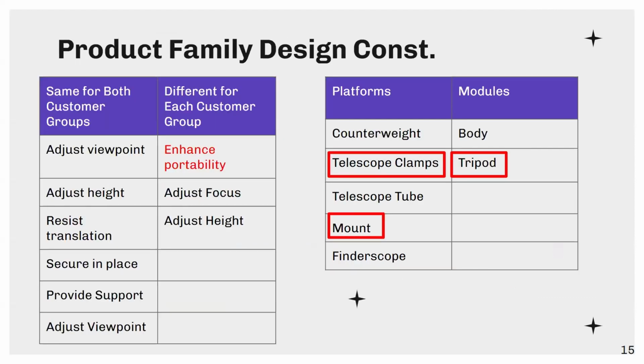We then compared the functionalities of the different consumer groups. The functionalities that differ between the consumer groups were portability, adjust focus, and adjust height. Based on these functionalities that were found to vary, the parts that differ between groups were the body and the tripod.